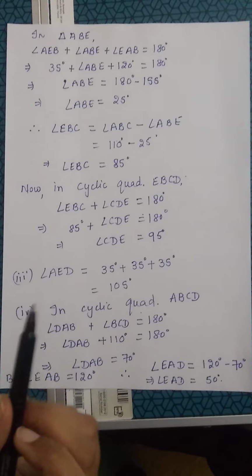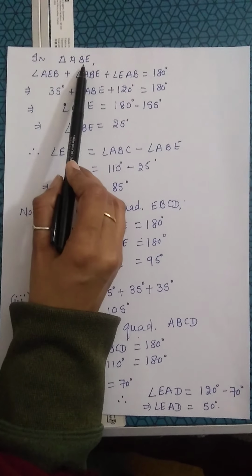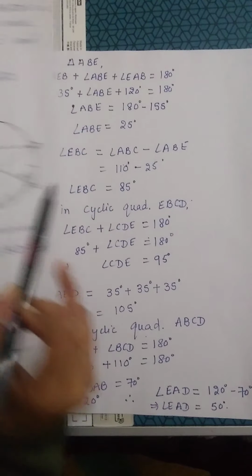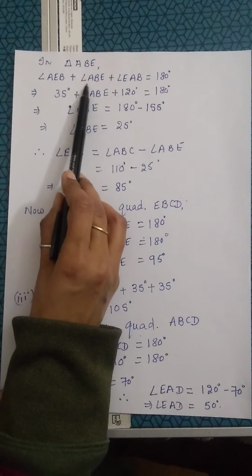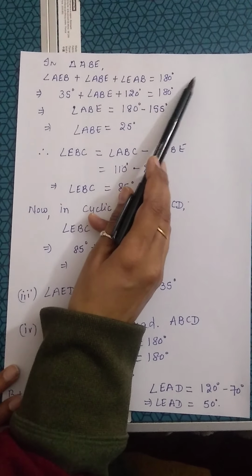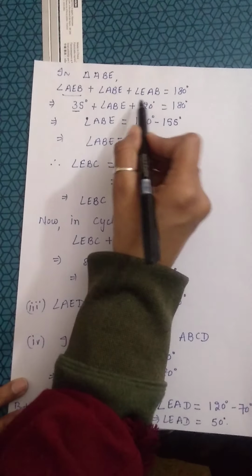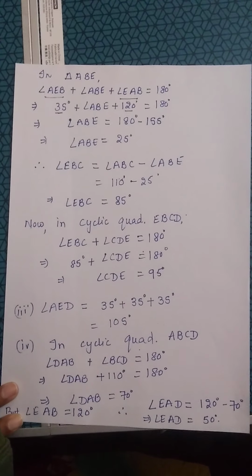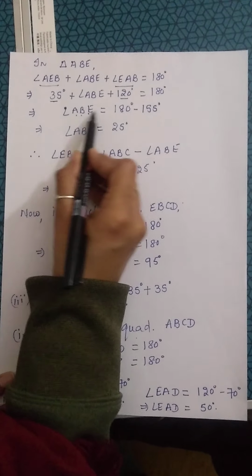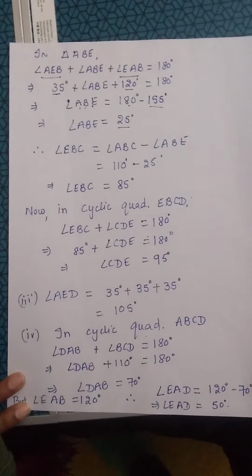Next, let's continue with this. Now in triangle ABE, AEB plus ABE plus EAB is equal to 180 degrees, by the angle sum property of the triangle. AEB is 35 degrees. EAB is 120 degrees, given to us. So therefore, angle ABE will be equal to 180 minus 155, which is coming out to be 25 degrees.